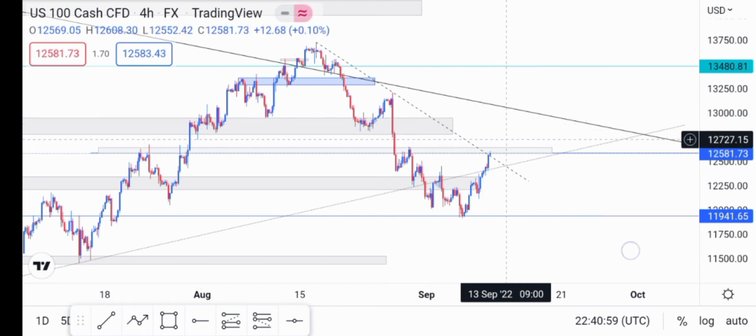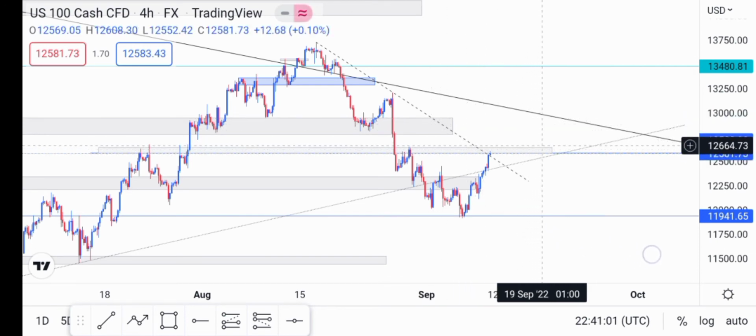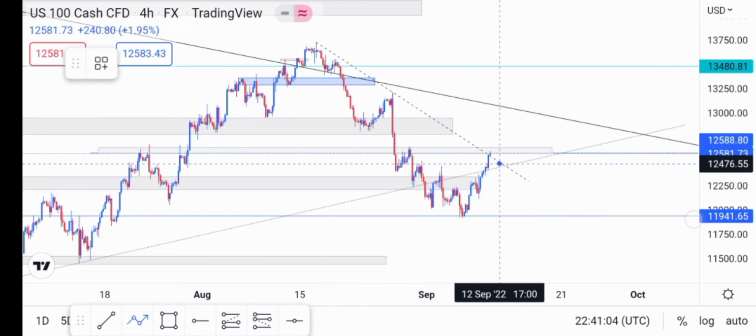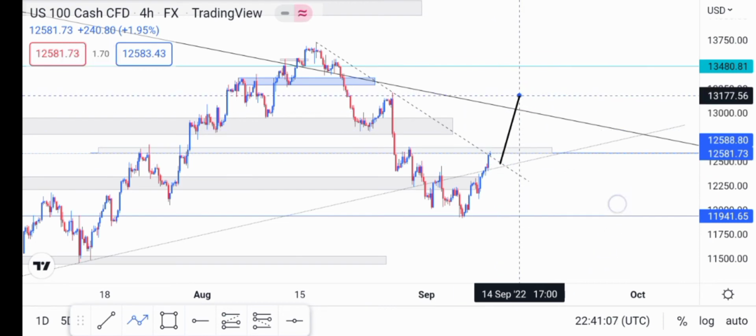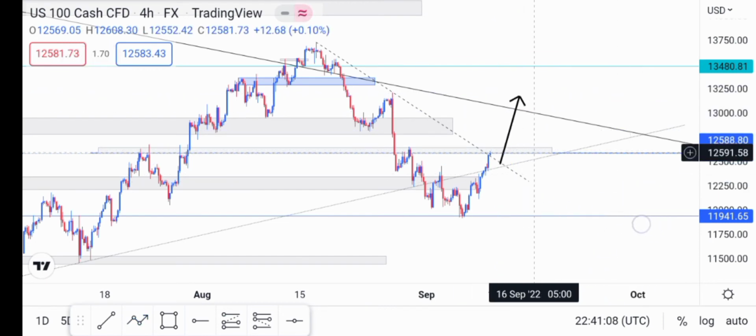But as you can see around this area here, to be honest, I'm expecting a push to the upper side only if the market doesn't come back to resistance and touch this area here.